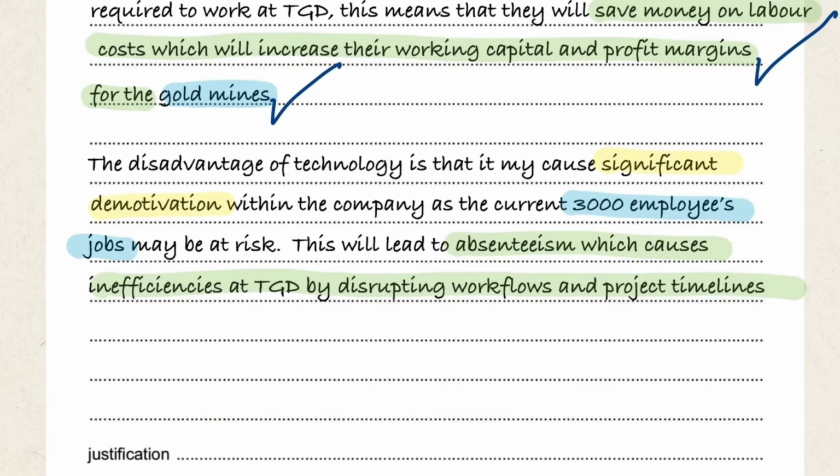The disadvantage of technology is that it may cause significant demotivation within the company, as its current 3,000 employees' jobs may be at risk. This will lead to absenteeism, which causes inefficiencies at TGD by disrupting workflows and project timelines. And here we have our knowledge point, which is demotivation, and the direct impact of demotivation is absenteeism, which causes inefficiencies and disrupting workflows. And here I have chosen 3,000 employees as my application, as it is in the case study.